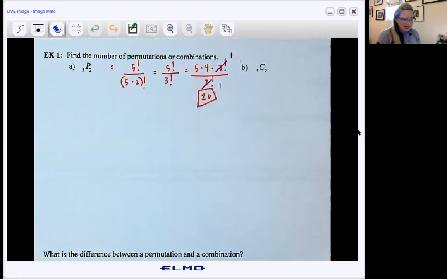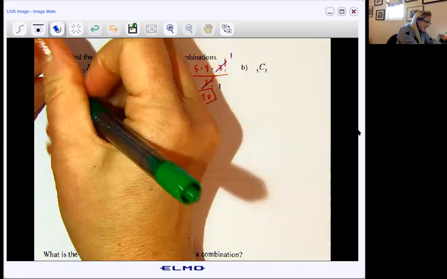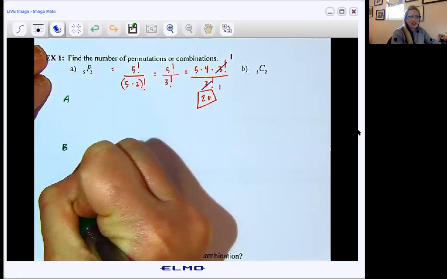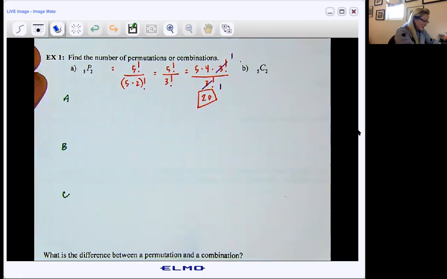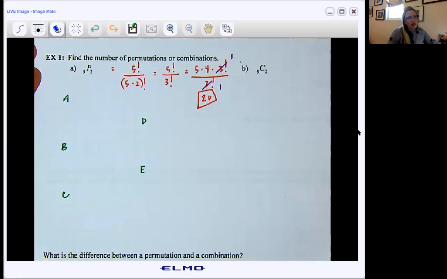Okay, but I left you room here for a reason. I wanted you to visualize what those different groupings could look like. So I could have person A as my leader, or B or C, or D or E. So all of those could be my leader, right? That first position that we're filling.